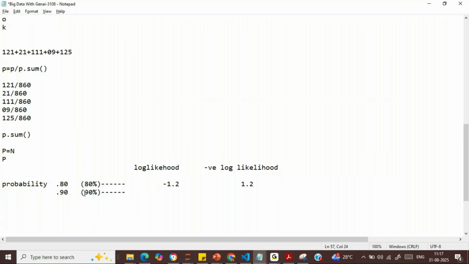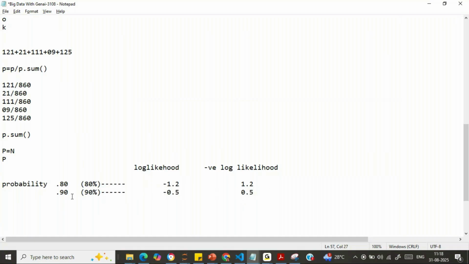So what will be the log likelihood? Say it is minus 0.5. I'm taking an example. It will be more towards the zero side once we perform the log likelihood. And once we take the negative log likelihood, it will be 0.5. So what we need to do is just move towards the zero side.